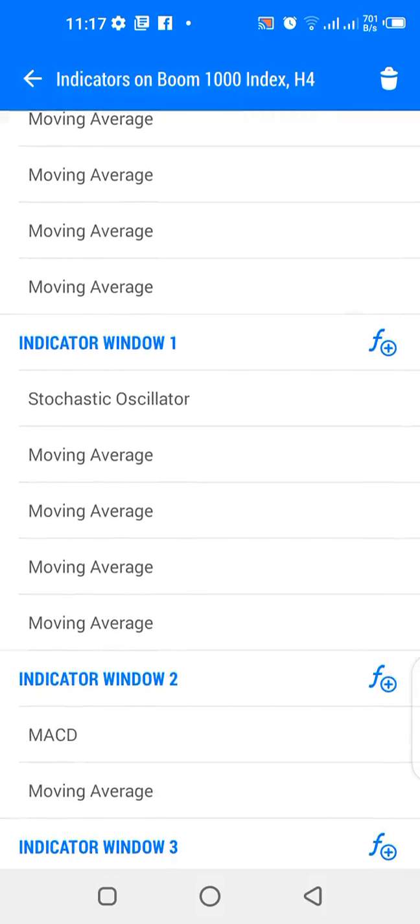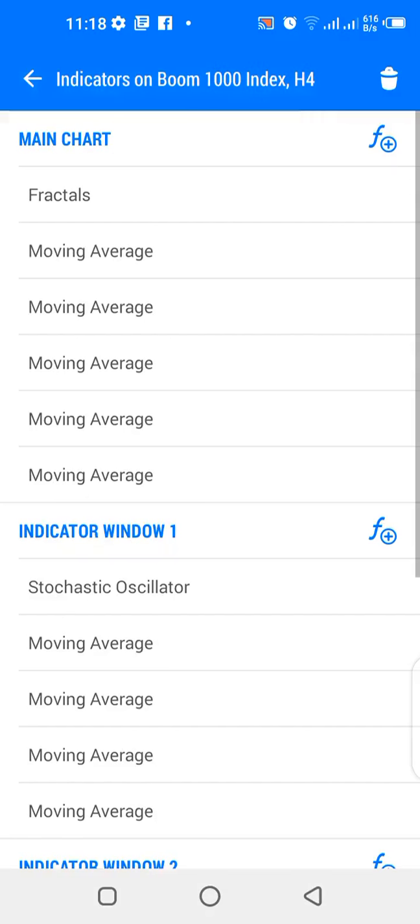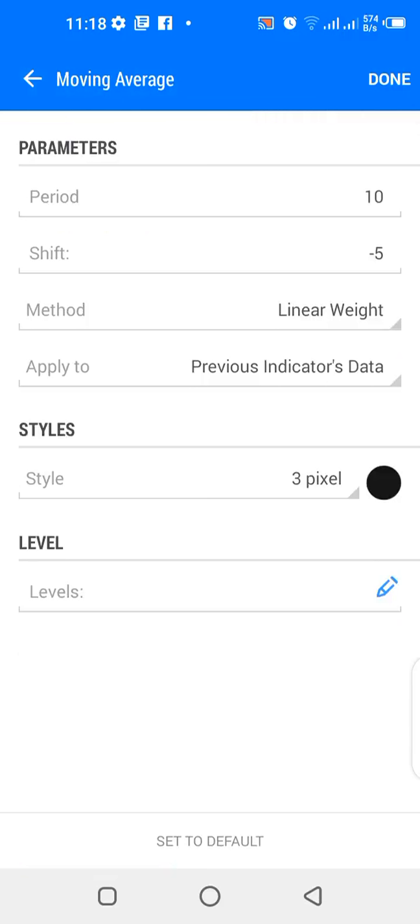Still on indicator window 1, we have moving average. There are 4 moving averages. The first moving average period is 50. The shift is -5. The method is linear weight applied to weighted close, and the color is red. The second moving average period is 10. Shift is -5. Method is linear weight applied to previous indicators data, and the color is black.